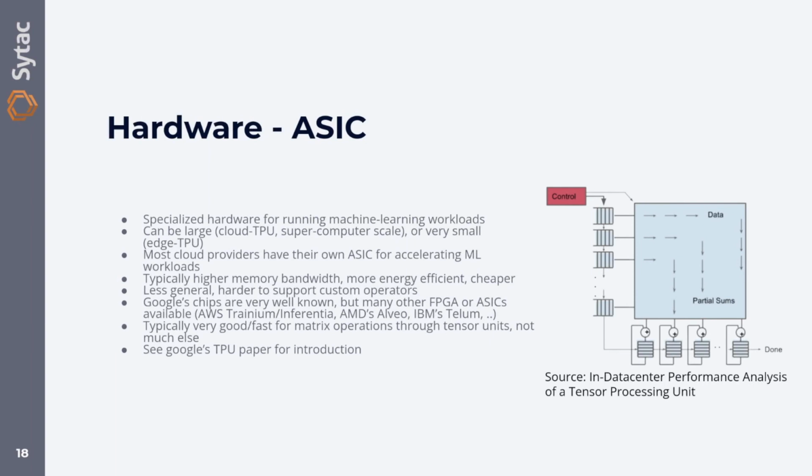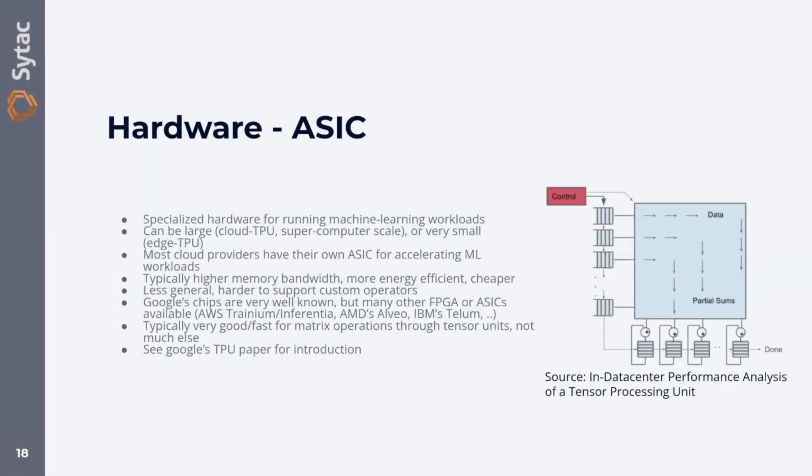So most cloud providers have one, Google has one, Amazon has one, Azure is developing one, I think. They have good memory bandwidth, they're more energy efficient. They're also a little less general, so very exotic operators are harder to support on them. So you have a lot of stuff available. Google's TPUs are very well known, but you also have stuff from AWS, AMD, IBM. They're very good at matrix and machine learning related stuff, but not much else.